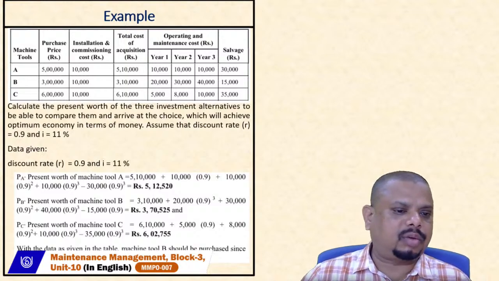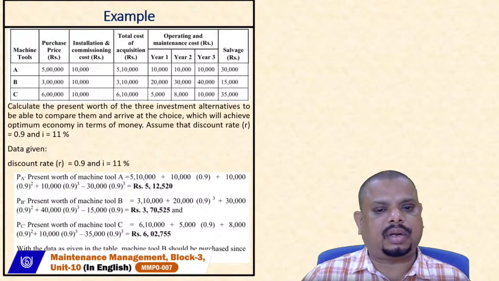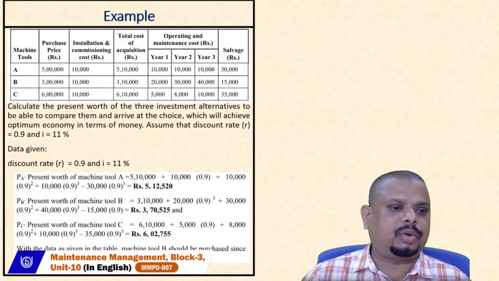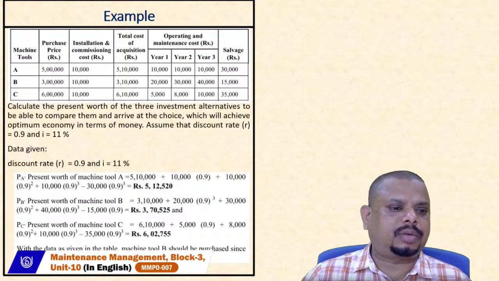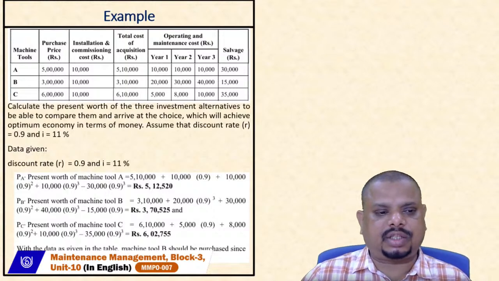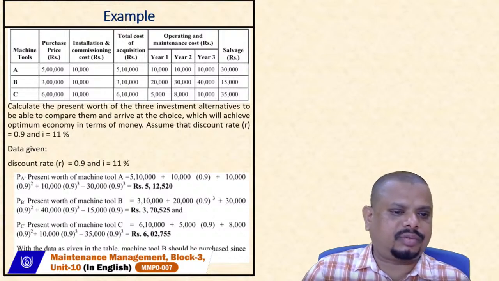So in this particular problem statement, we have to calculate the present worth of the three investment alternatives, machine tools A, B and C, so as to compare them and arrive at the choice which achieves optimum economy in terms of money. Let's assume that the discount rate R equals 0.9 and the rate of interest I equals 11%.